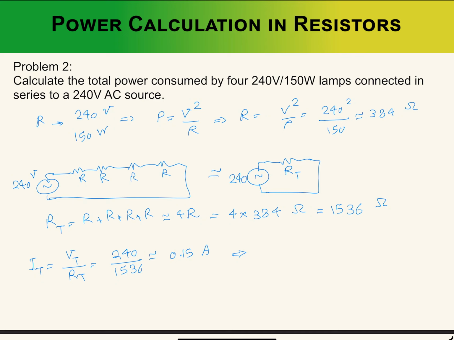Now that we have the total current and the total voltage, we can find the power of the total system as V total times I total. So V is essentially the total voltage of the source, 240 volts, times the current, 0.15 amps. That is around 37.5 watts of power. So essentially the total power in the series connection of 4 lamps is 37.5 watts.